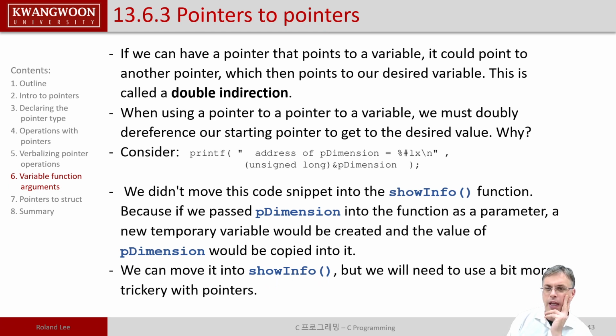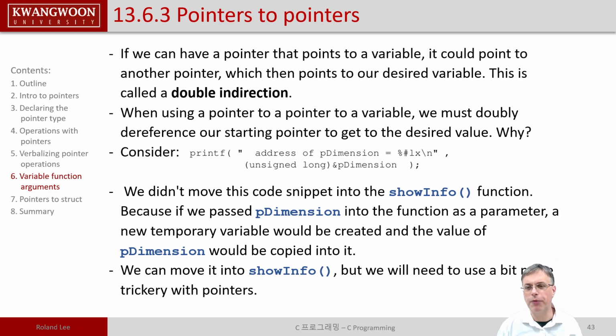When using a pointer to a pointer variable, we must doubly dereference our starting pointer to get the desired value. Why might we need to do so? Well, consider the following here.